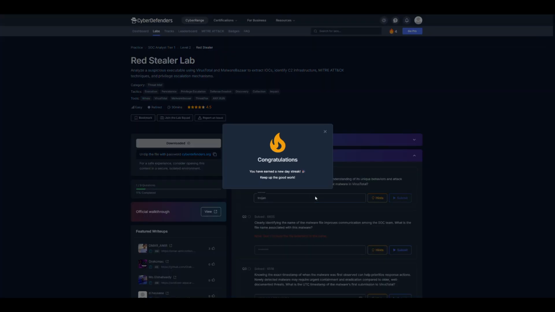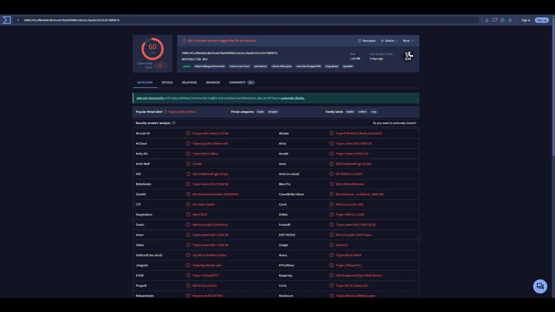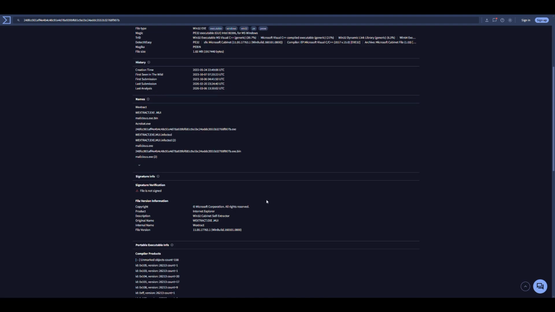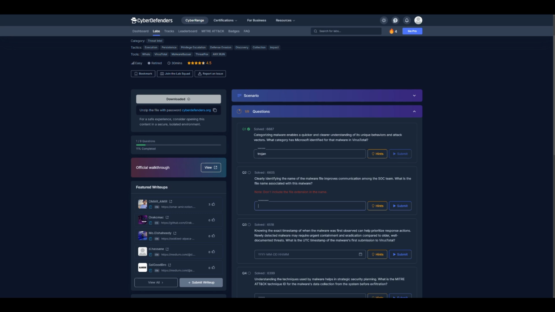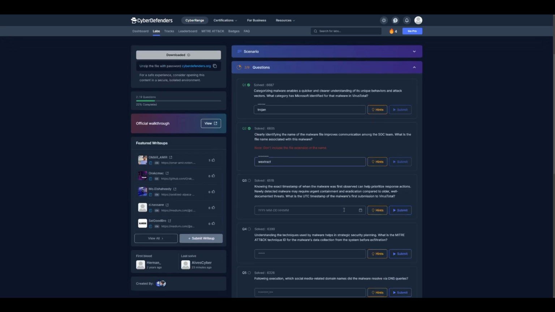Static analysis, file hashes. Now let's dig into the file properties. I am analyzing the hashes and basic signatures to confirm we are dealing with a RedLine variant. Understanding what we are up against is step 1.